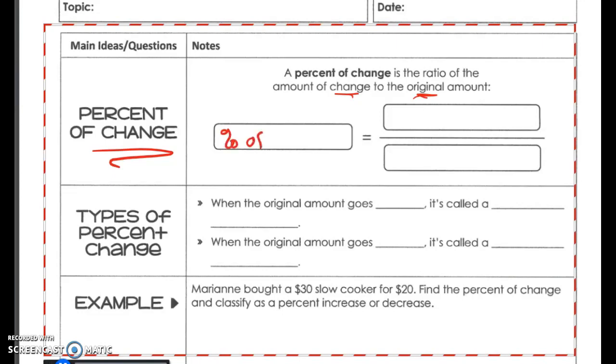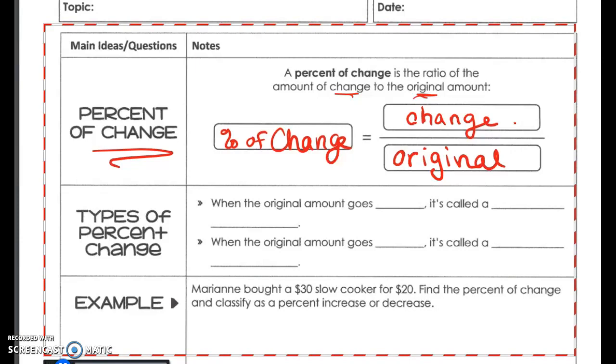So percent of change is pretty simple to calculate. All you got to figure out is, how much did it change? How many more crackers are we getting for every box that we buy? And then divide that by what it was originally. And that's it. Then you'll find the percentage from there. So figure out how much it changed and divide it by what it was to start with.